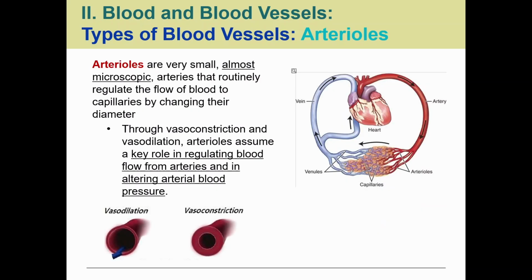Connecting from the arteries are the arterioles, which are really small. We're almost at a capillary, but not quite. So we're getting smaller, closer to the size of a capillary, but these guys play a very big role in controlling and regulating blood flow from the arteries. They also have a good role in maintaining blood pressure. Similar to the muscular arteries, they will go through vasoconstriction and dilation to help regulate blood flow.